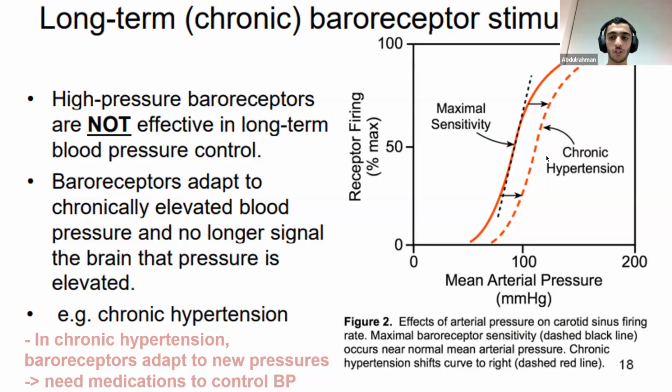Chronic hypertension means someone that has had hypertension for a very long time. If you're someone who has hypertension as a chronic disease for years of your life, what happens is that your baroreceptors, instead of firing at, for example, 120 and 80, start firing at 130 and 90. So this is all that this picture says: the baroreceptor firing rate is pushed a little to the right for higher blood pressure.